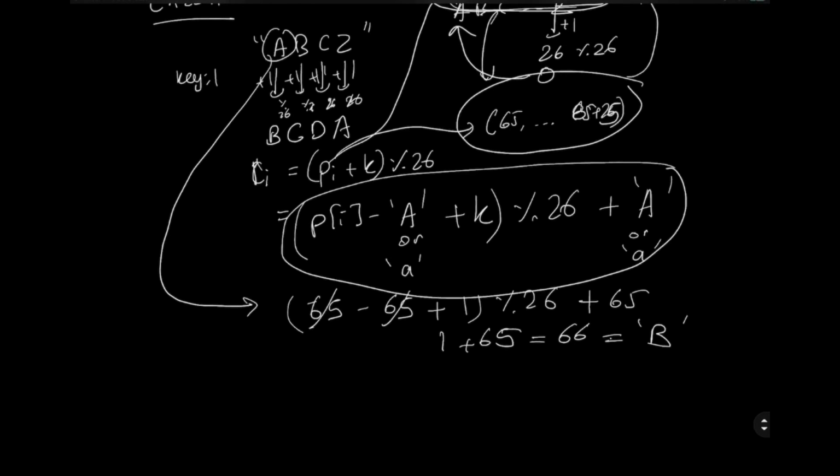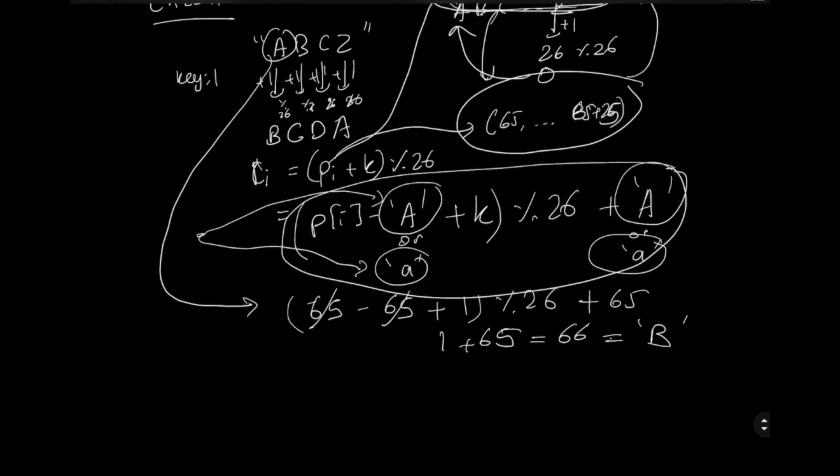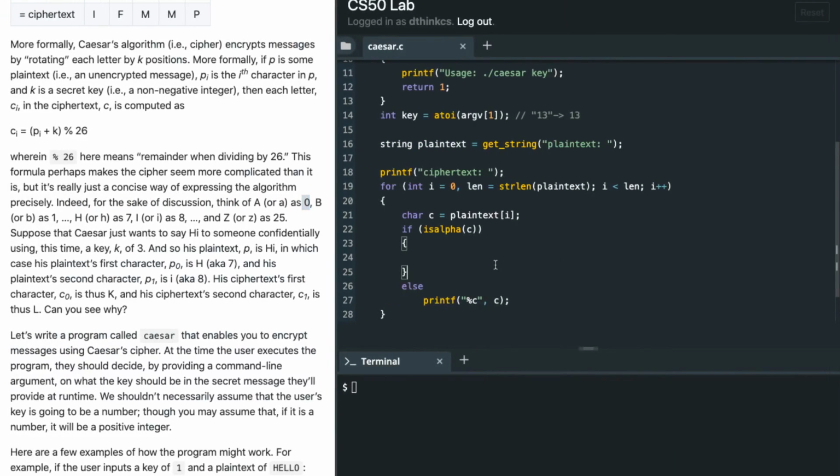So in case of capital letters, I'm going to use this as a modifier, and I'm going to use this one if my current character is a lowercase letter. That is the logic that I'm going to code up over here. So what I'm going to say is that the modifying character is going to be capital A. If the current character is a lowercase character, then I'm going to change this modifying character to be lowercase a, and then I'm going to apply the formula that is given to me.